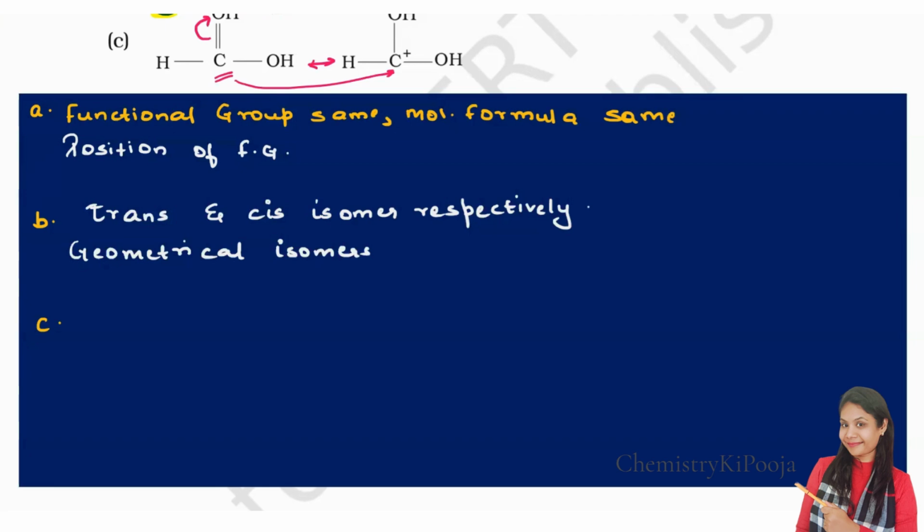So these are nothing but resonance structures, or I can say resonance isomers of each other. Clear? I hope the concept is clear to you.